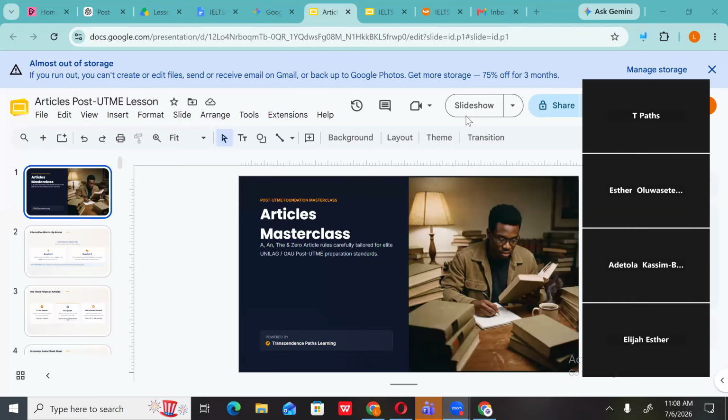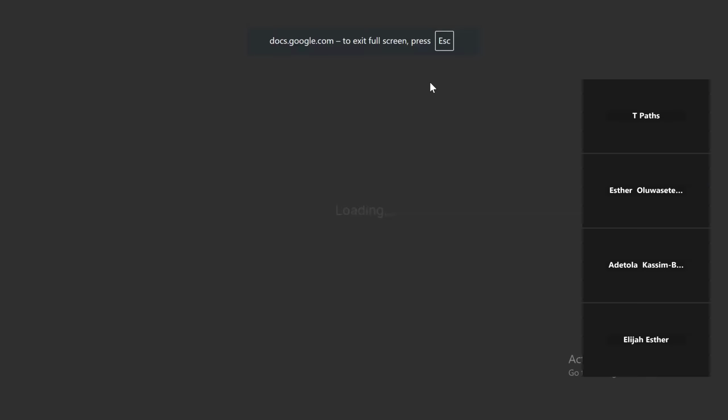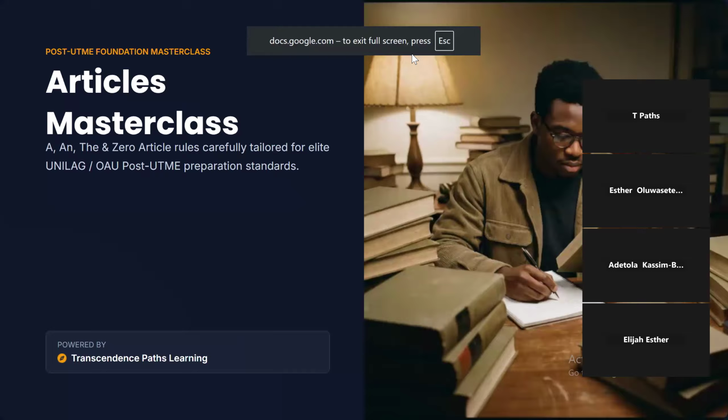In today's lesson, we are attacking a topic that looks simple but drops thousands of students every year because of hidden examiner traps. So the lesson is article masterclass. Many students will be like, why are we taking this piece of cake? It's so easy, but it can be technical. That's why it's important we understand the concept of article in English.